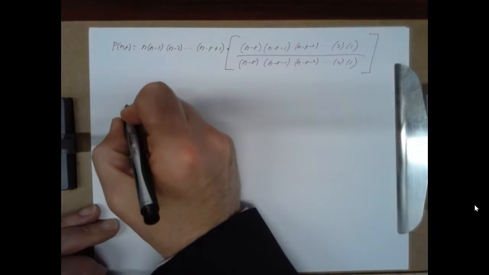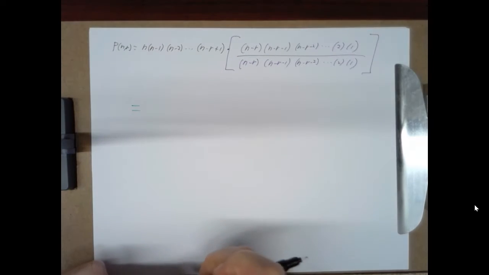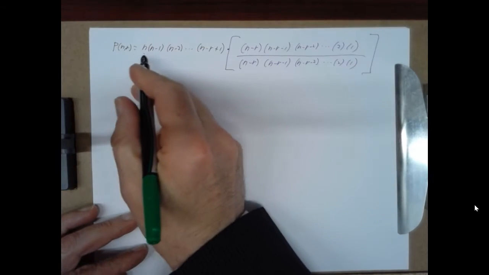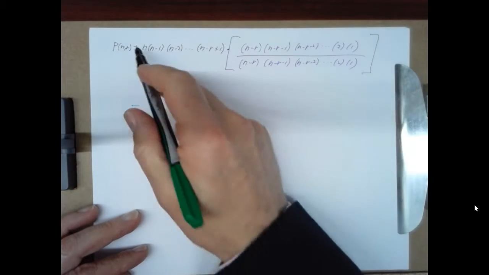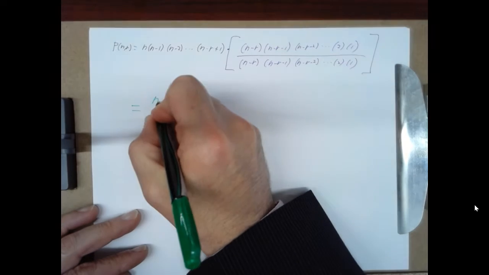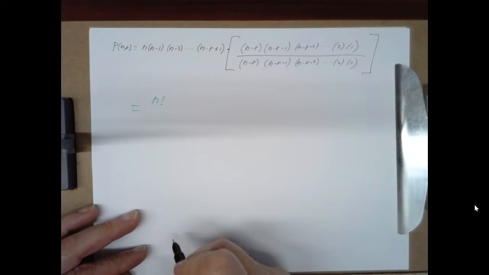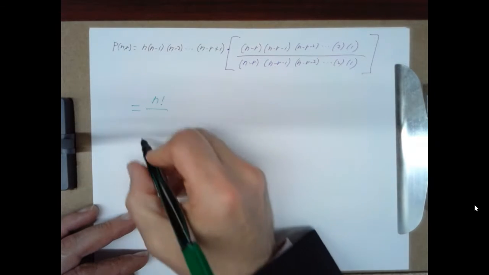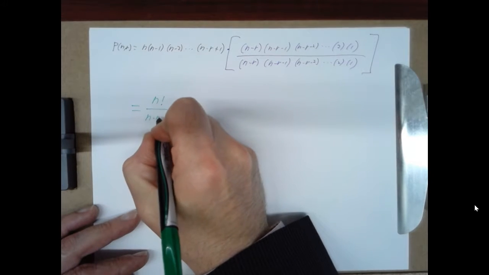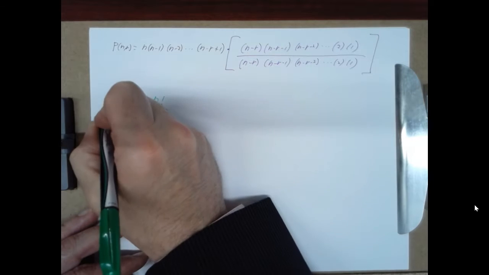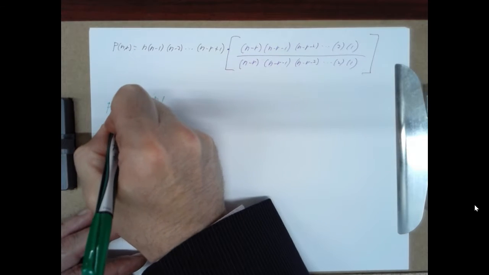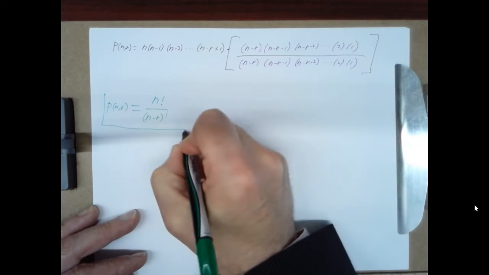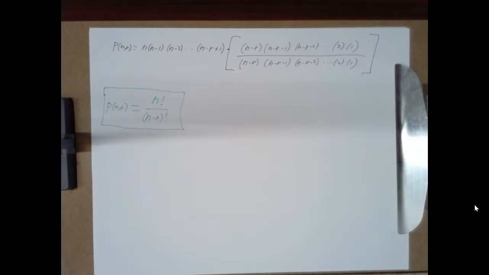But now we can use factorials, because this thing on top is the product from 1 up through n. This is just n factorial. And this thing on bottom is a product from 1 up through n minus r. This is n minus r factorial. So there's a nice workable formula for the number of r permutations of n objects. Just n factorial over n minus r factorial.